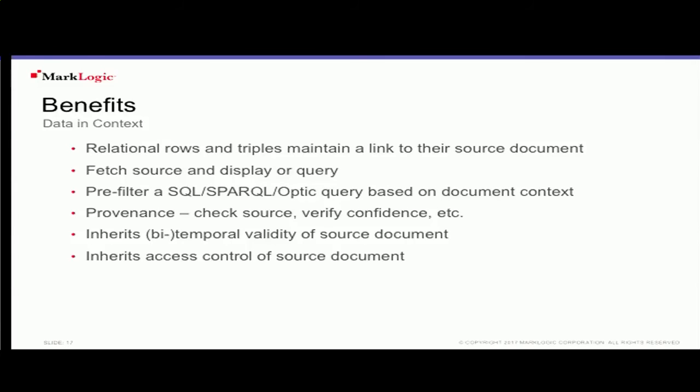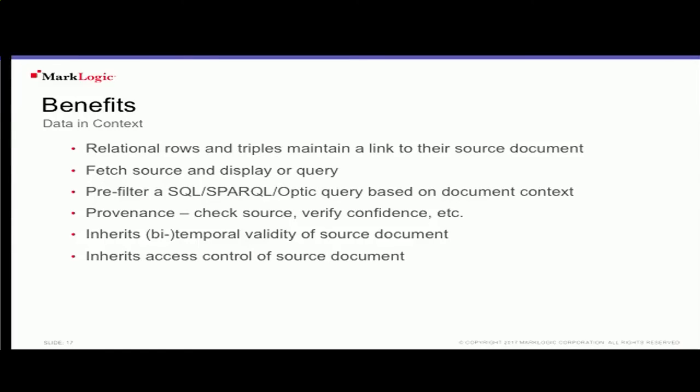And something I'm calling data in context. In MarkLogic, those rows still know which document they came from, and those triples still know which document they came from. Given the row, you can fetch the document it came from, and you can pre-filter the tables to say, I only want rows from these documents. You can use that for provenance. You can use that, for instance, for temporal data that might stay in the document, but you may only want to view from a particular date, validity after this date or something like that. And importantly, you inherit the access controls of the source document.